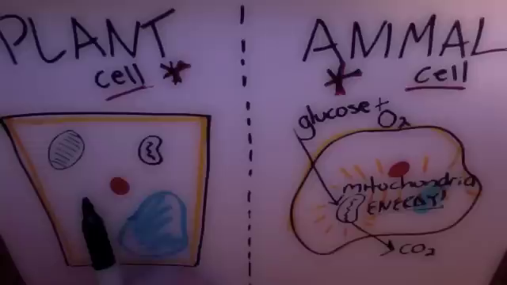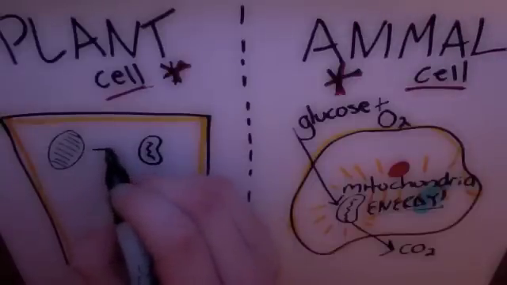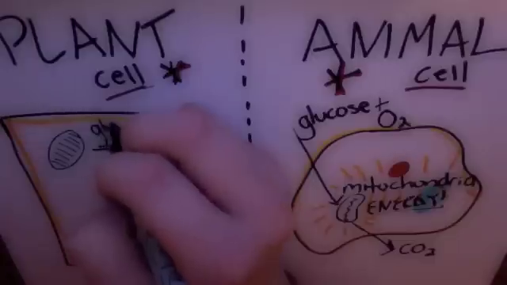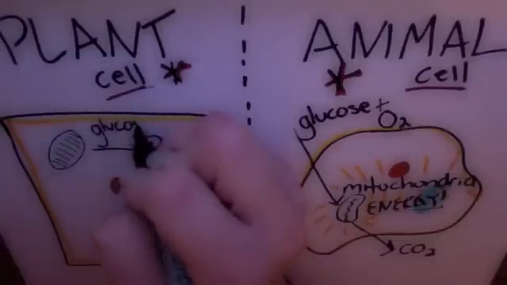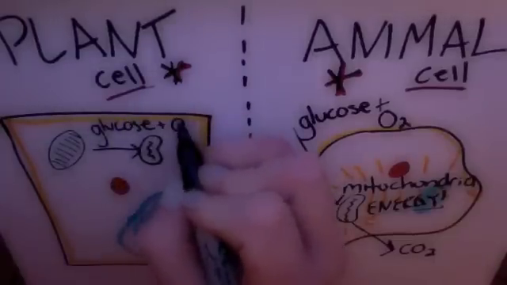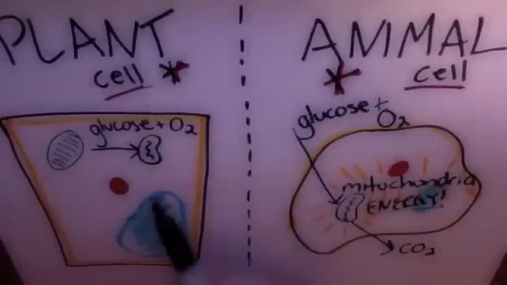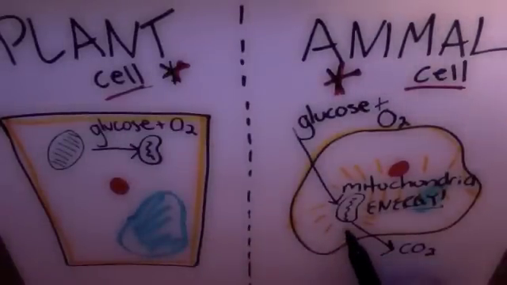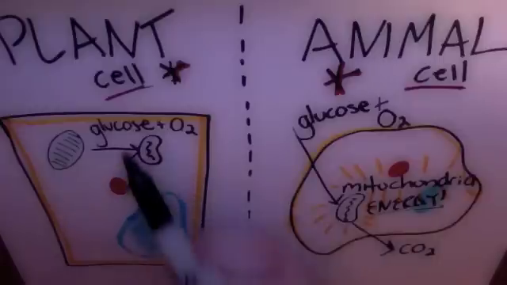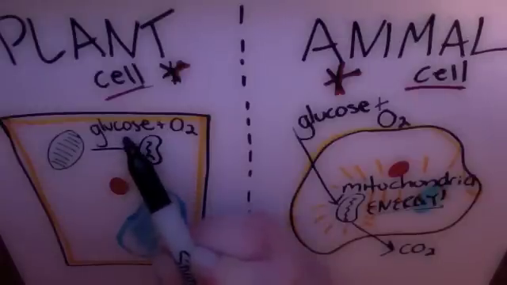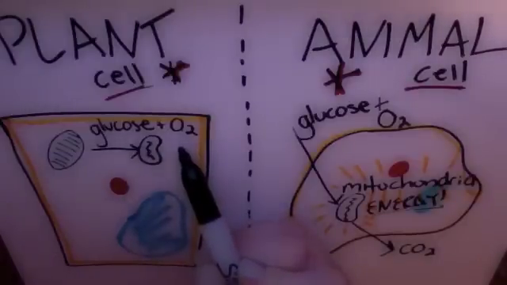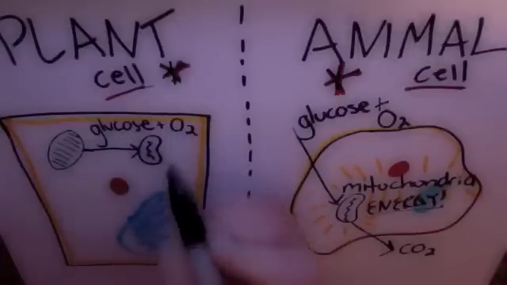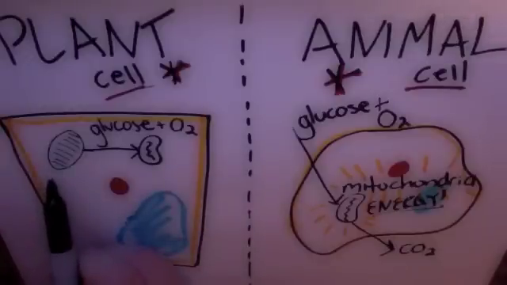Now, plant cells also use glucose and oxygen for cellular respiration. And they put those two ingredients inside the mitochondria, just like we do. The only problem is plants can't eat to get their glucose, and of course they can't breathe to get their oxygen. So they have to actually make their own glucose and oxygen in something called the chloroplast.